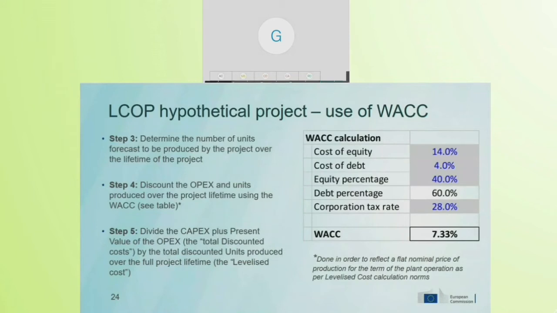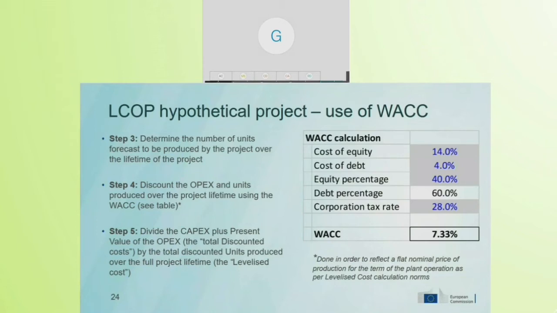So the first thing is how many units are forecast to be produced. We input that into the model over the lifetime of the model. We then use the weighted average cost of capital, and we calculate it by calculating the cost of equity. And in industrial projects, that's done through the capital asset pricing model, based on what the cost of equity is in the market for that type of industry. We look at the cost of debt, which is the actual cost of debt.